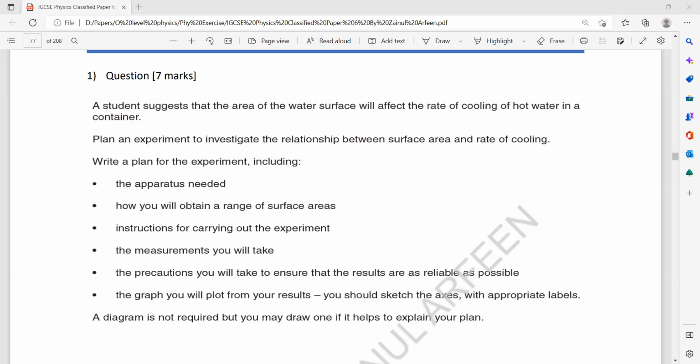A supply of hot water, like we should have a hot water supply. So usually, for example, a set of containers of different size, a thermometer and a stopwatch. Cylinder to measure the volume. That's a measuring cylinder to measure the volume. That's also true.